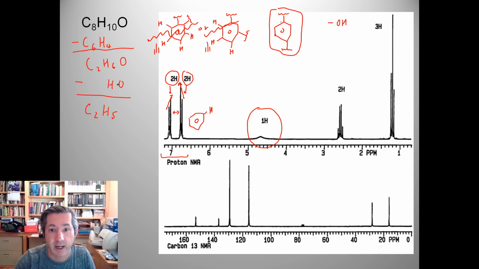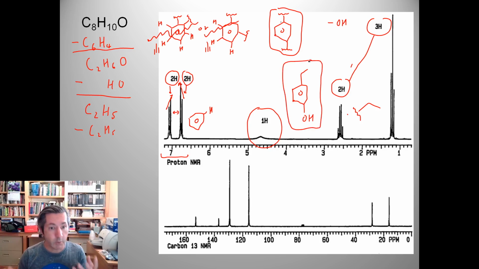So if we take out that hydroxy group, that leaves us C2H5. And here's what we're going to do with that. We've got a 2:3 ratio, and we have a quartet and a triplet. That is the signature of an ethyl group. And that uses up all the pieces of our compound. This compound has to be this one right here.